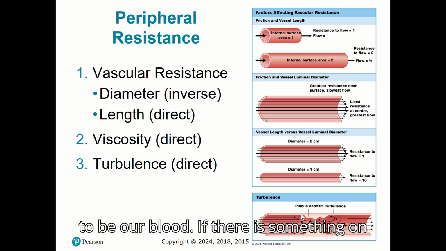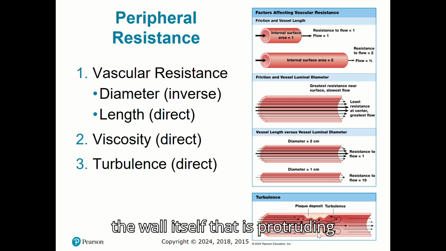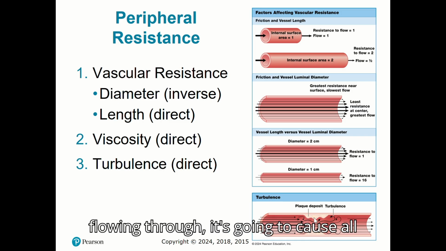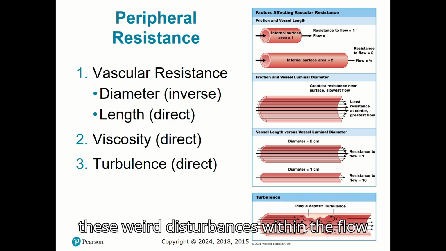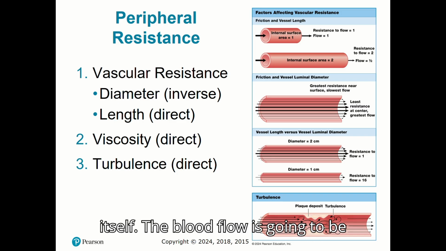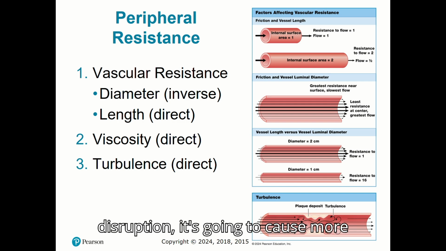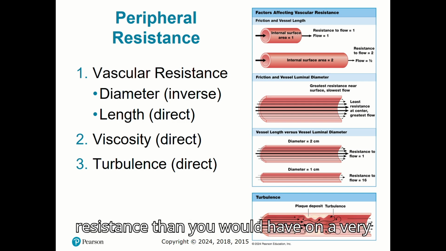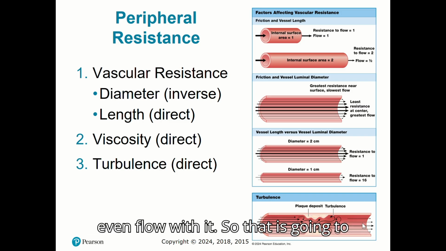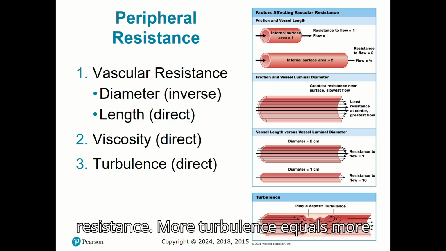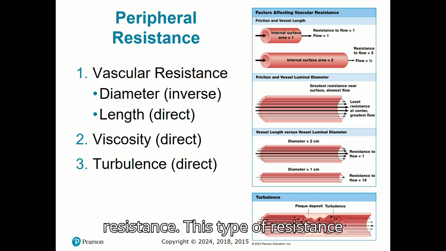If there is something on the wall itself that is protruding outward, you can see as the blood is flowing through, it's going to cause all these weird disturbances within the flow itself. The blood flow is going to be disrupted, and because of that disruption, it's going to cause more resistance than you would have on a very even flow with it. So that is going to have a direct relationship with the resistance. More turbulence equals more resistance.